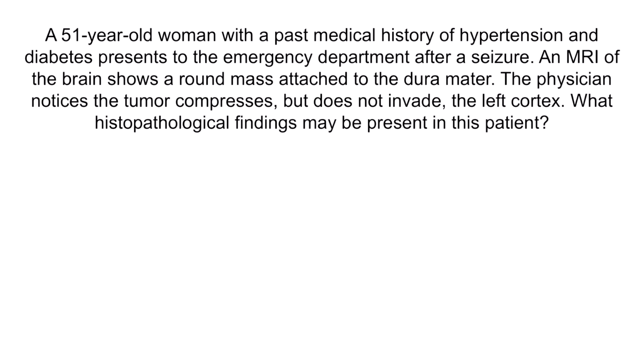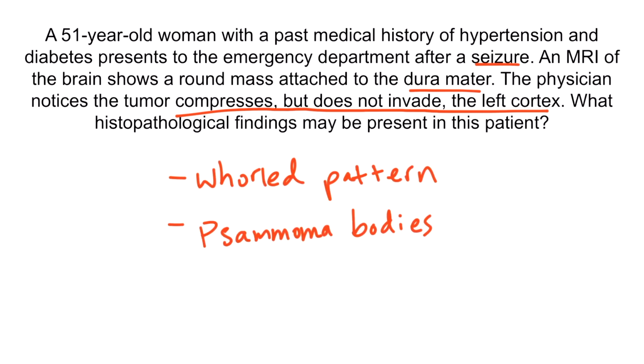All right, this woman presents with a seizure, and an MRI shows a mass attached to the dura mater which compresses but does not invade the cortex. Collectively, this is highly suggestive of a meningioma, and the histopathological findings of a meningioma would show a whorled pattern of cells with psammoma bodies. So the answer to this question is whorled pattern of cells with psammoma bodies.